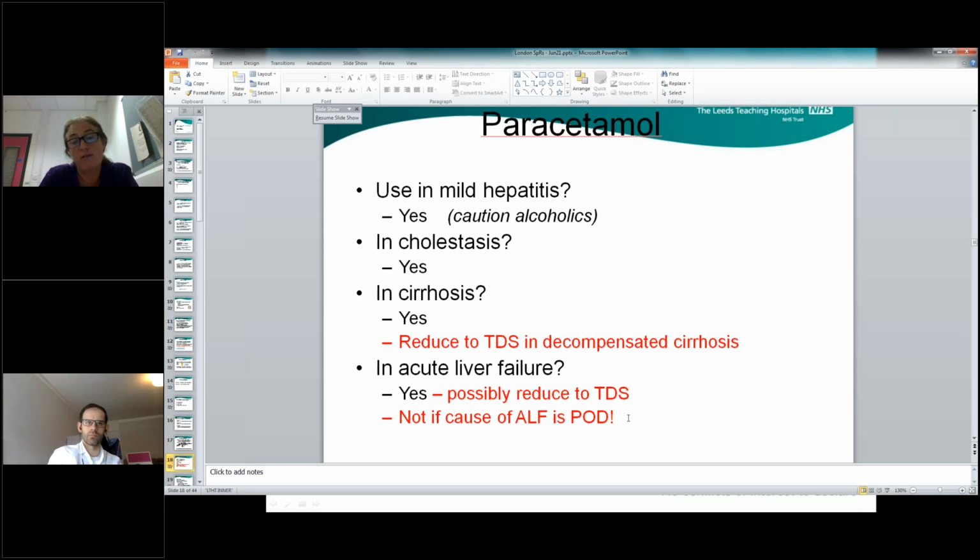And obviously, if the reason for acute liver failure is a paracetamol overdose, then I would not give paracetamol. But basically, paracetamol is the drug of choice in a liver patient if we're taking it to a sort of nice simple levels. So please recommend paracetamol.